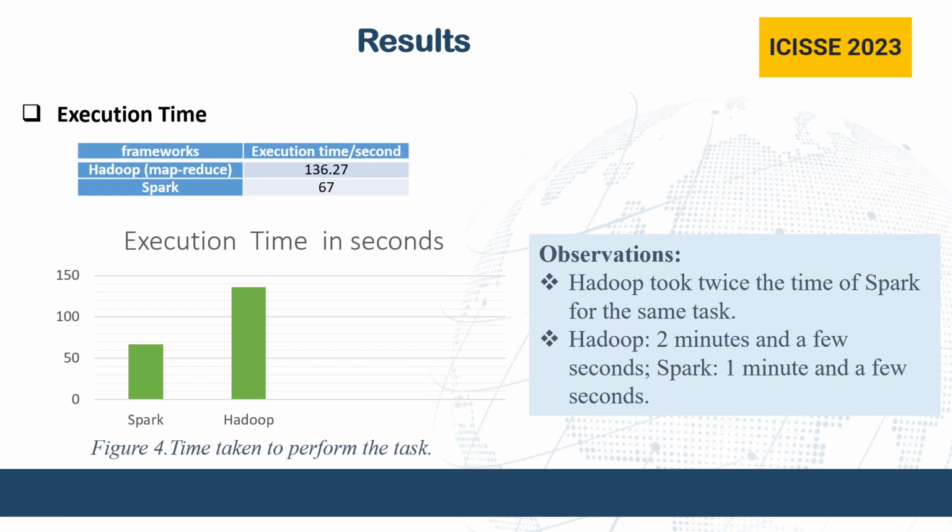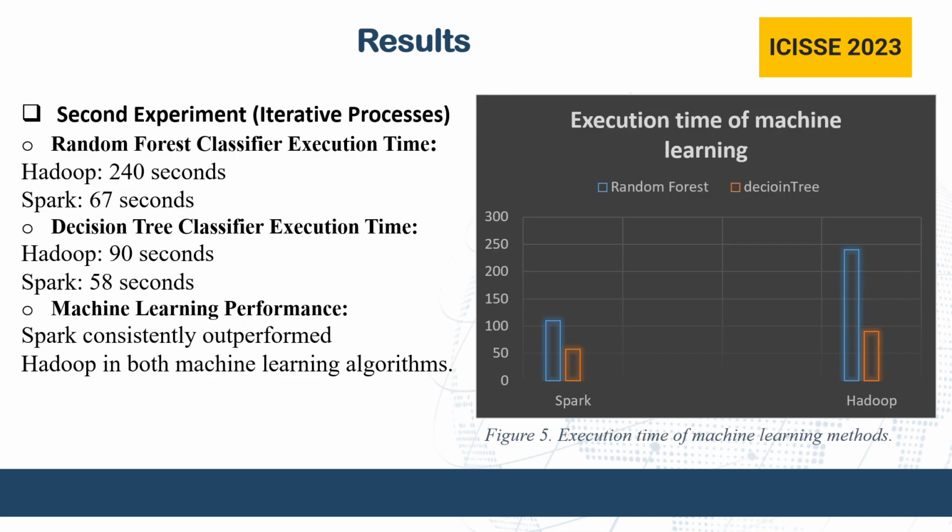In our results, execution time in seconds by framework. In the first column, we have Hadoop map-reduce, with an execution time of 156.27. For the Spark framework, the execution time is 67. We see in this figure the execution time in seconds, the time taken to perform the task. Observation: Hadoop took twice the time of Spark for the same task. Hadoop took 2 minutes and a few seconds, Spark 1 minute and a few seconds.